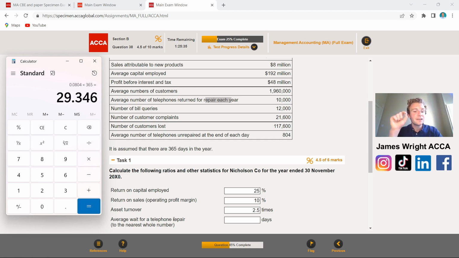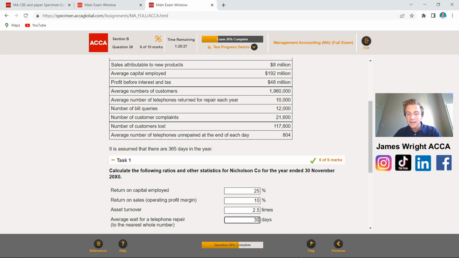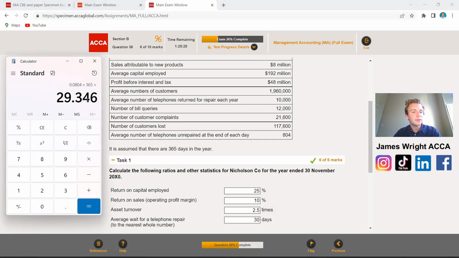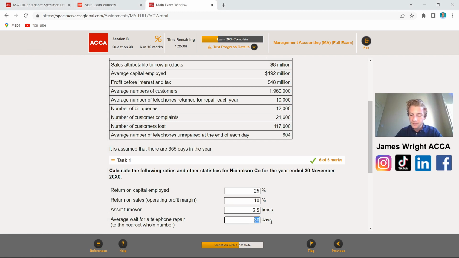We are asked, however, to the nearest whole number. For me personally, I would always put down an answer of 30, because without that 0.346 of a day, we're not taking into account the full data of the 804 and the 10,000. However, because it's 0.3, ACCA does allow that most students would see 0.3 and so would round it down. Just to show you on the screen, if you did write 29, it would still be marked correctly. If I take off 29 and re-put it in, 6 out of 6 for you.